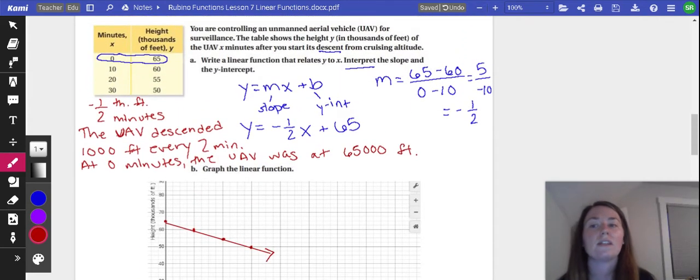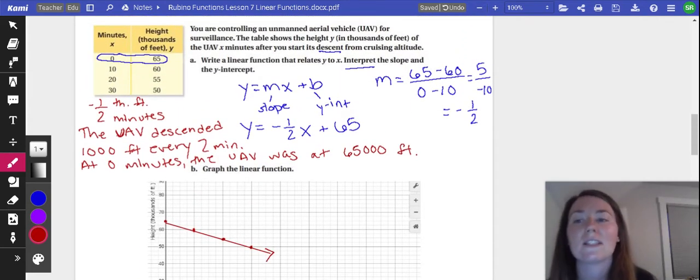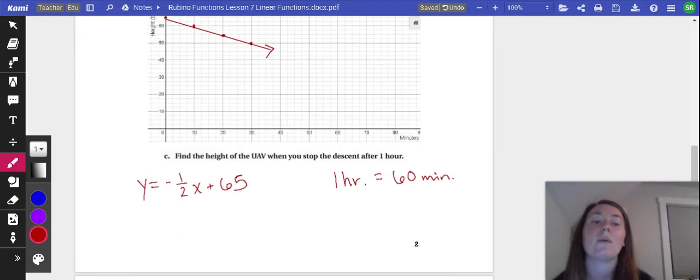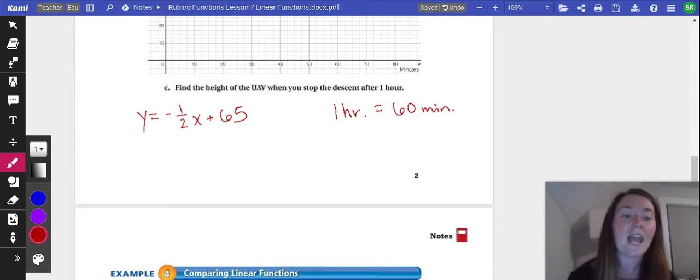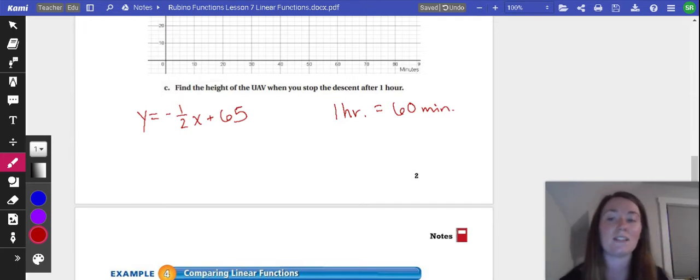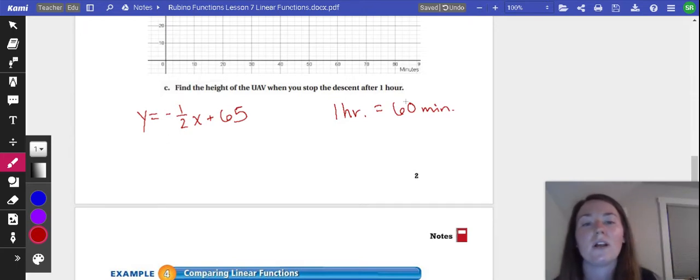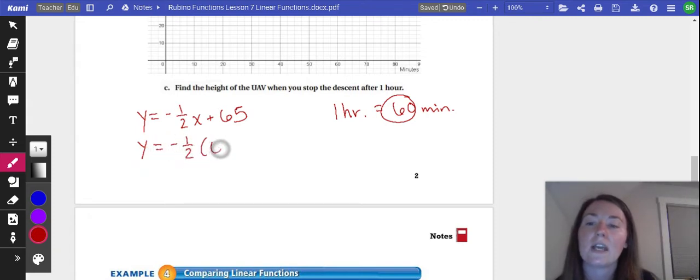All right, and I'm going to use that equation to find the height after 60 minutes. Just a reminder that the x represents minutes and the y represents height. So I'm looking for y because I'm trying to find the height, and I'm given x because I know the amount of minutes. It's 60. So I'm going to plug this number 60 in for x. We're going to use substitution to find the height. Y equals -1/2 times 60 plus 65.